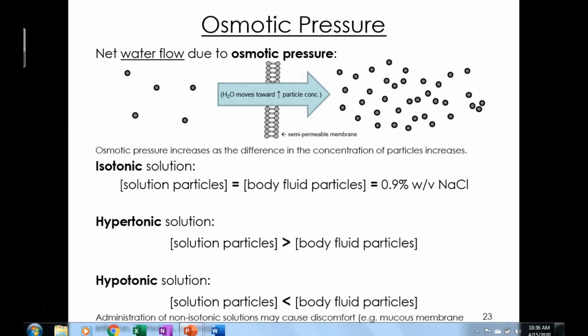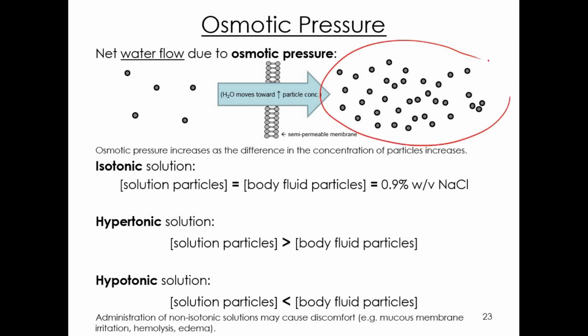The more particles that are in a solution, the greater is that solution's osmotic pressure, which is the tendency of water to move through a semi-permeable membrane toward the compartment that has the greater number of particles. And it does this in order to equalize the concentration of particles on both sides of the membrane.